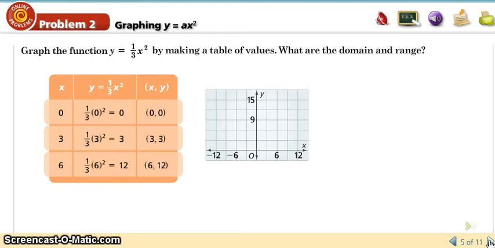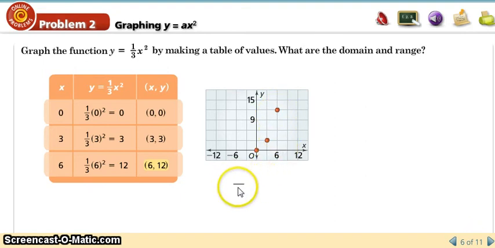Now graph the function. All right, so basically just plot all 3 of those points that you have, but that's not going to be your final answer. Graph each point in the table. Now, notice that they have marked this graph a little differently. This is by 3s: 3, 6, 9, 12. So they mark these by 3s. So over 3, up 3, over 6, up 12.